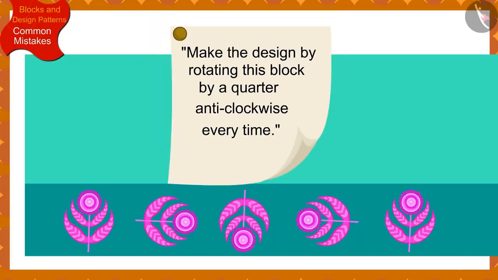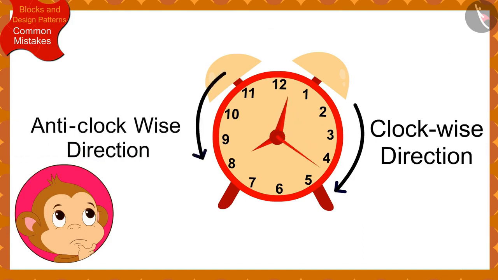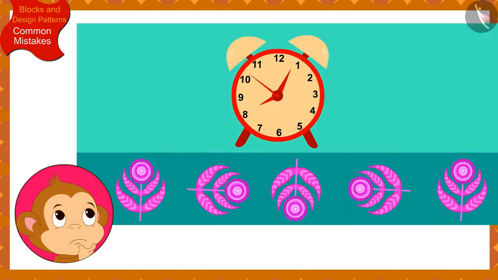Actually, as per the instructions written by Bannu, Babban had to rotate the block by a quarter in the anti-clockwise direction every time. But Babban got confused between the clockwise and anti-clockwise directions and accidentally made the pattern on the sari by rotating the block by a quarter in the clockwise direction every time.